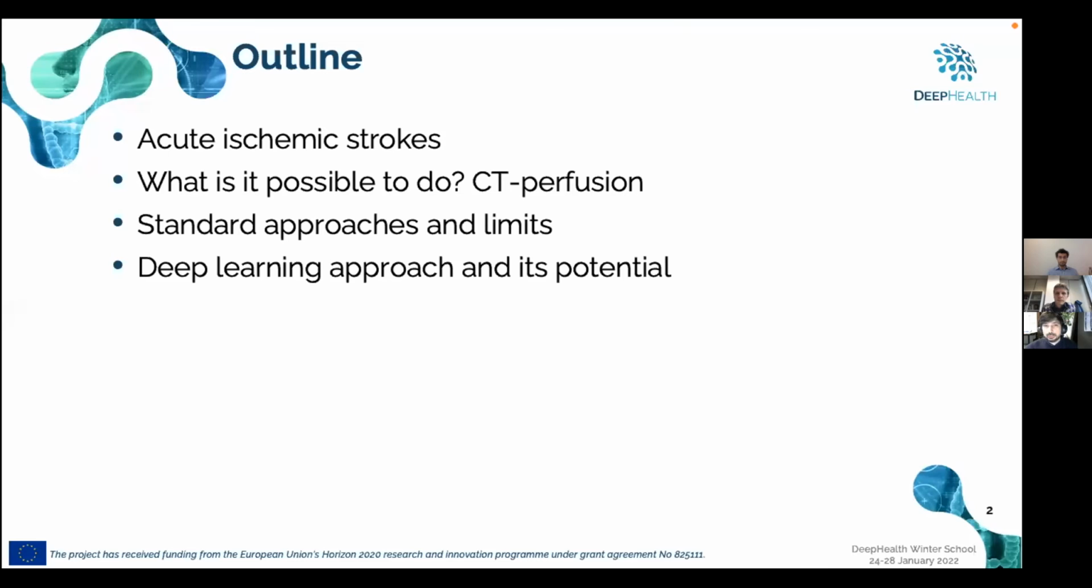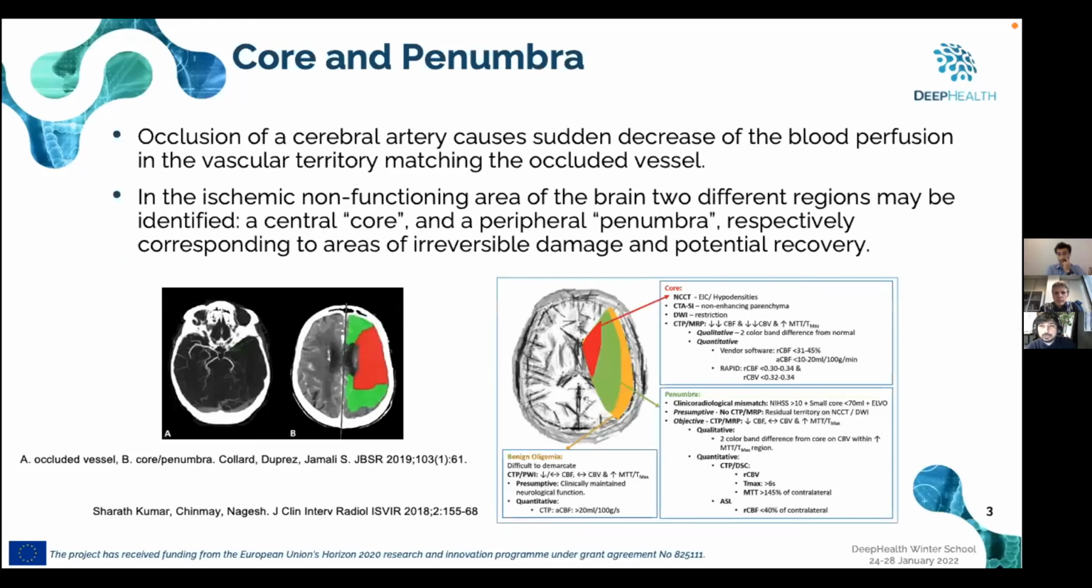I will give you some idea of the outline of the problem. Basically, we are talking about acute ischemic strokes. A standard examination when a patient arrives in the hospital is the CT perfusion. It's a standard because it's readily available in many centers, it's fast, and it can give important therapeutic indications. Basically, we can go to the next slide.